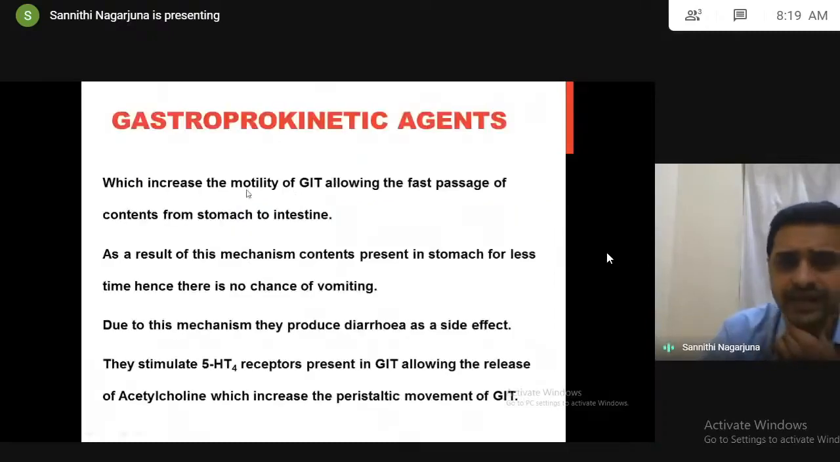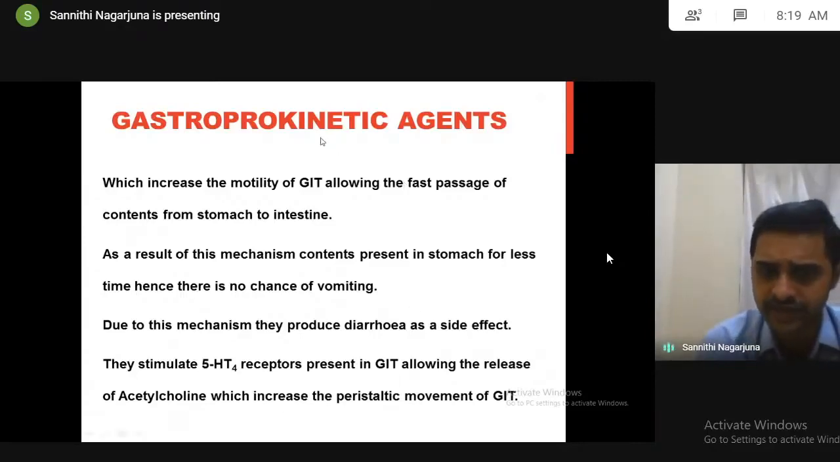How they are increasing the motility of GIT is by stimulating the 5-HT4 receptors in the GIT, which causes the release of acetylcholine. So this is a myenteric plexus mechanism. Try to understand: the gastroprokinetics act by increasing the release of acetylcholine. Yesterday I told you acetylcholine increases the motility of GIT through M3 receptors. Clear? So the gastroprokinetics cause the release of acetylcholine, which increases the motility of GIT.